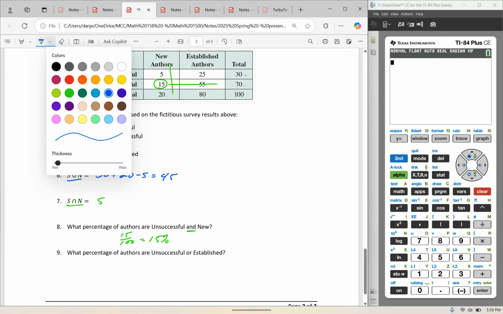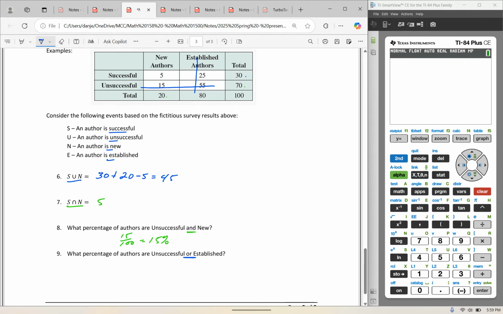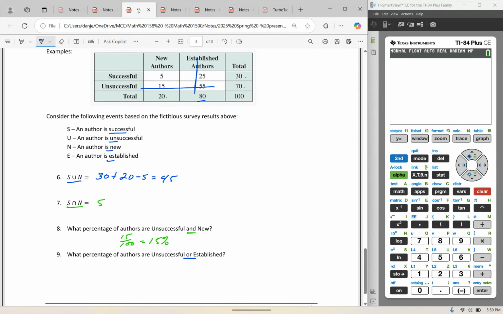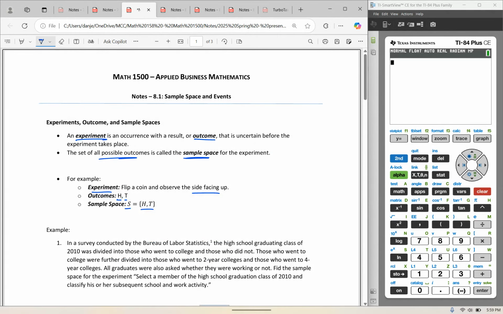Let me switch back to my blue for or. What percentage of authors are unsuccessful or established? So unsuccessful, established. Now we want or. So that's going to be all 80 of the established authors plus 15 more unsuccessful authors who are new. So that would be 95 out of 100 or 95%. Okay? So quick look at sample space and events.